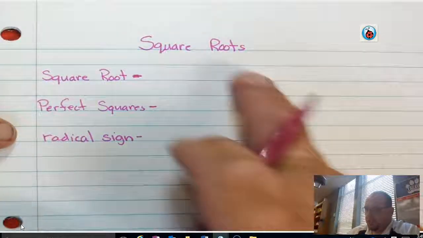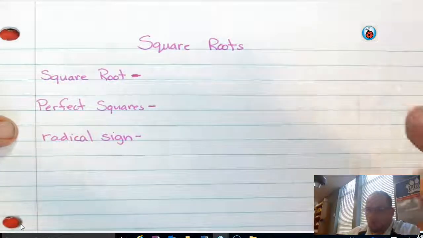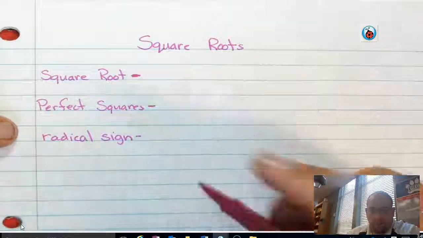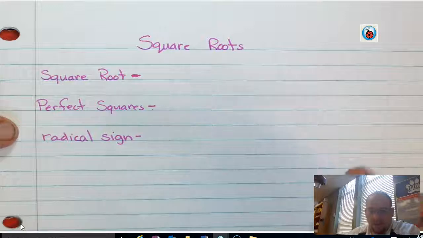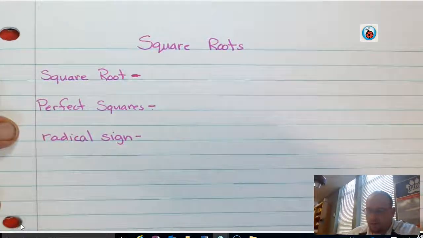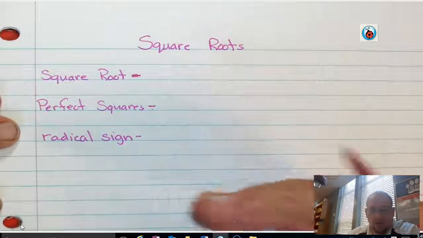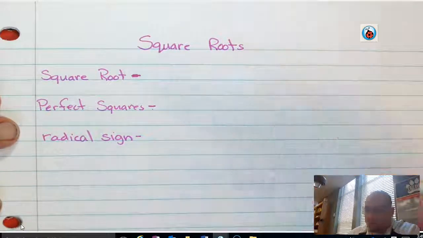Okay, today our focus is going to be square roots. So I've written down 3 vocabulary words: square root, perfect squares, and radical sign, so that way I can define them before we start. Maybe as we work on, you'll become more familiar with these.